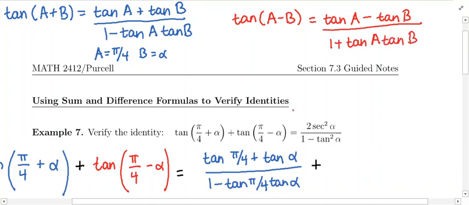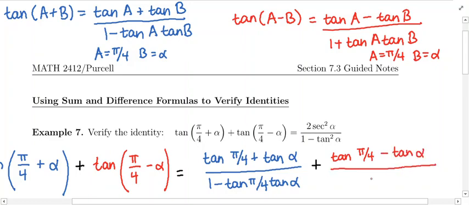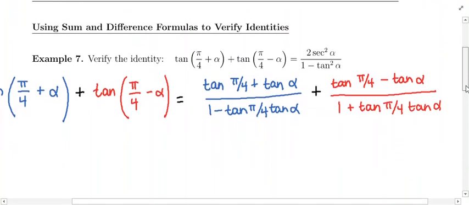If we apply that to this red quantity, the a value is going to be pi over 4 and the b value is going to be alpha. Remember, the minus sign is taken care of by the formula itself. So if we apply the formula here, we're going to get the tangent of pi over 4 minus the tangent of alpha over 1 plus the tangent of pi over 4 times the tangent of alpha. So that was our first step.